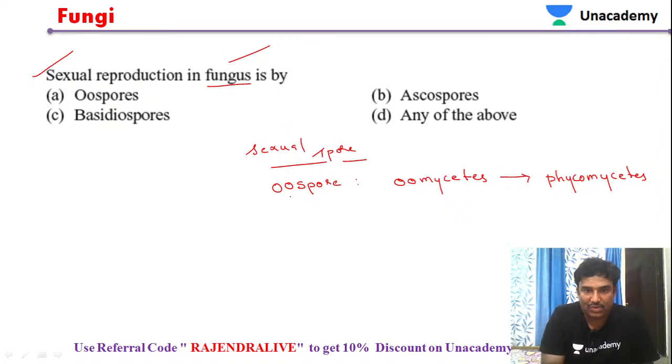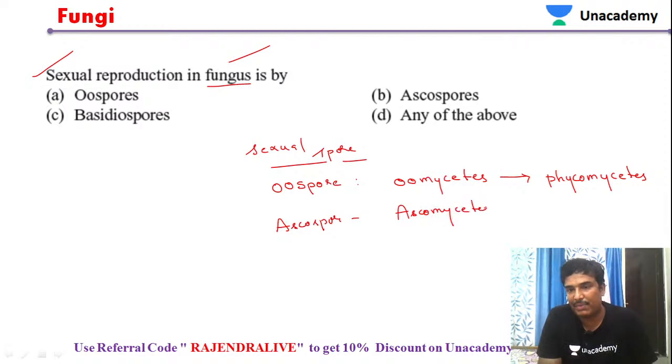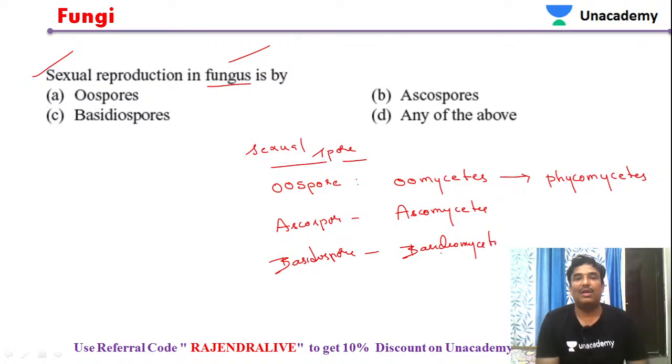Then, ascospores are produced by members of Ascomycetes. Similarly, basidiospores are produced by members of Basidiomycetes. So oospores are produced by Oomycetes, ascospores are produced by Ascomycetes, basidiospores are produced by Basidiomycetes. Okay, students, so based on this, we can take the answer as option D.